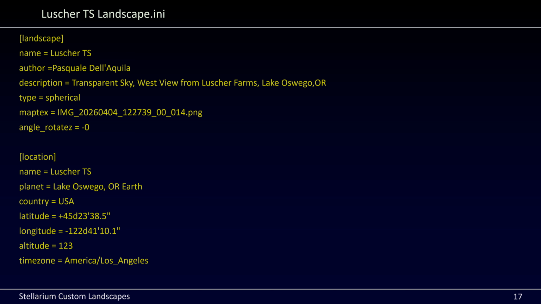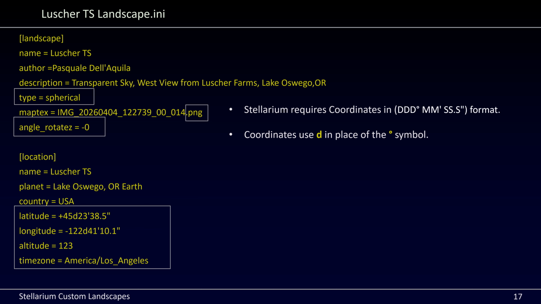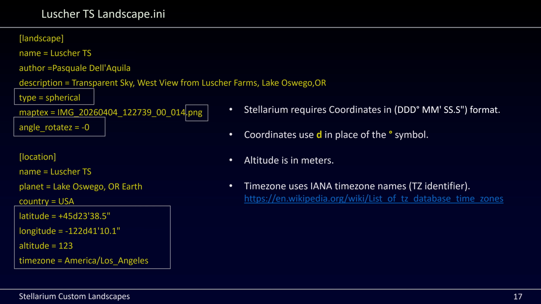So we already know we have a spherical file, we know we have a PNG file, that is the transparency that we need, and we know we don't have to change the rotation. So all we have to be concerned with now is the latitude, longitude, altitude, and time zone. Stellarium requires coordinates be in degrees, minutes, and seconds format. The coordinates use D in the place of the degree symbol. Altitude is in meters. The time zone has to conform with IANA time zone names that you could find on Wikipedia in the time zone database.